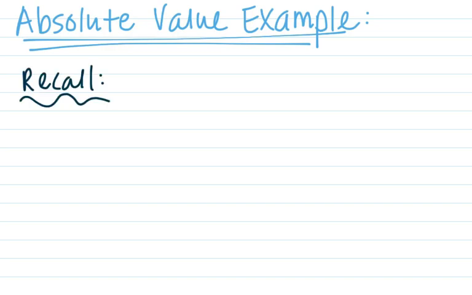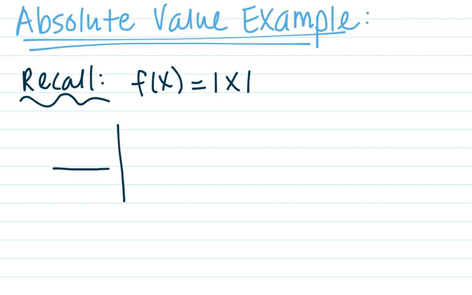First, let's recall that if we have the absolute value function f of x equals the absolute value of x, the graph basically looks like this V shape that starts at 0 and goes up to the right, up one, right one, up one, right one, up one, right one, and it also goes up to the left, in an up one, left one, up one, left one, up one, left one pattern.